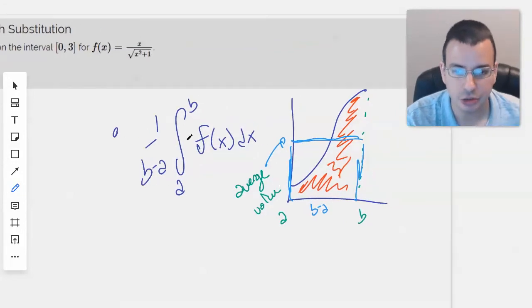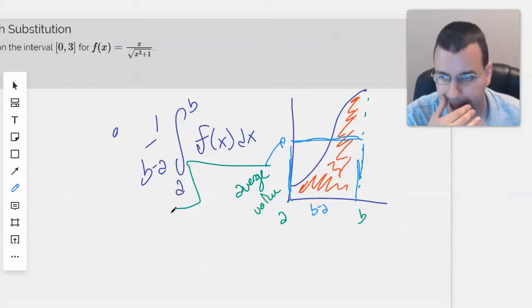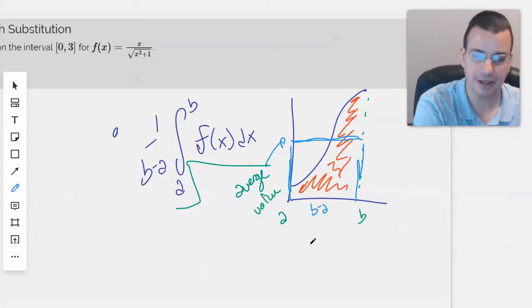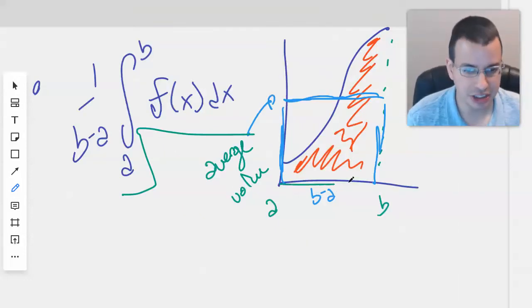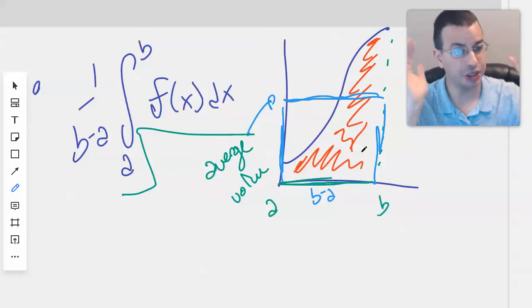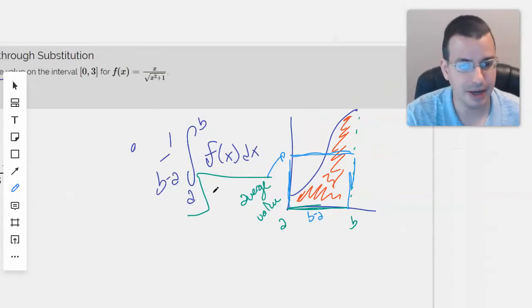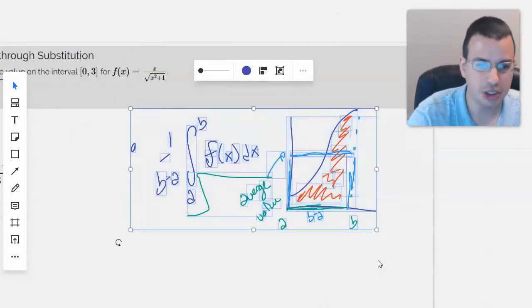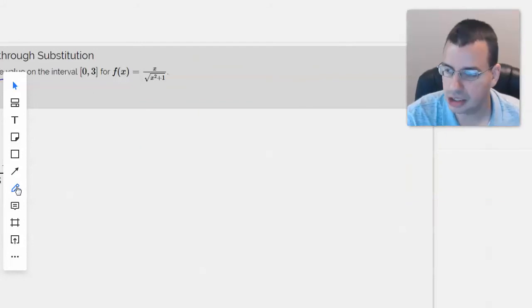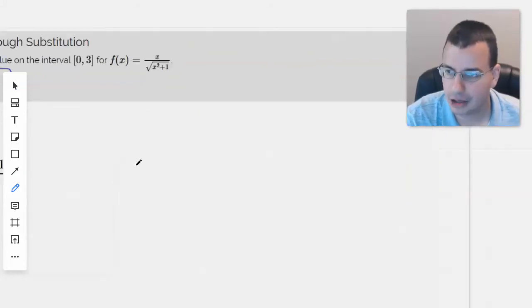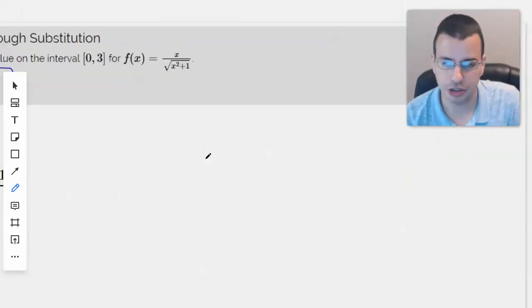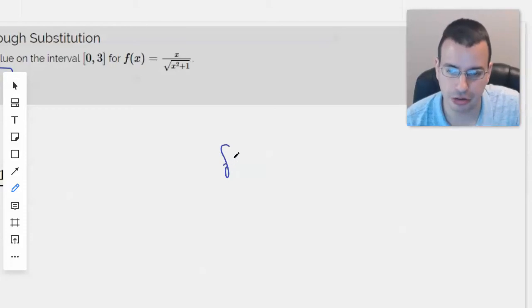First we find the area under the curve, which is the integral, and then we divide by the distance that the integral covers. Another way of saying distance is b minus a. So the distance between a and b is b minus a. Okay, so on to the integral.